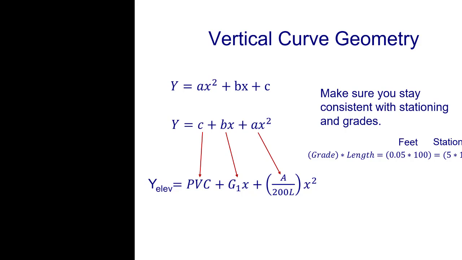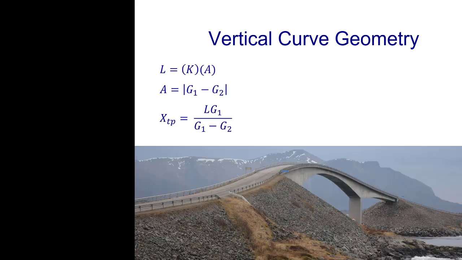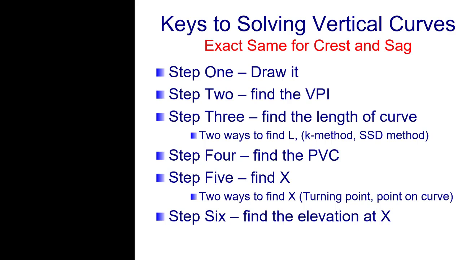Make sure you pay attention to, in feet, it's 0.05 is the percent divided by 100, or in stations, 5 times 1. Other formulas of interest is L equals K times A, which is the length of your curve. A is the algebraic difference, G1 minus G2 absolute value, and the turning point XTP equals L G1 over G1 minus G2.